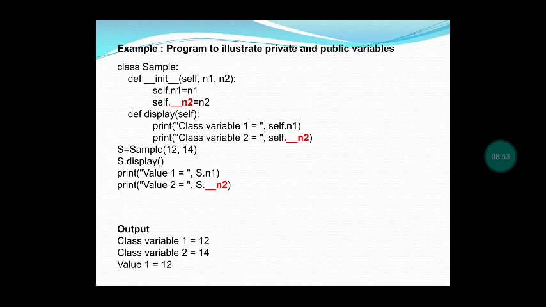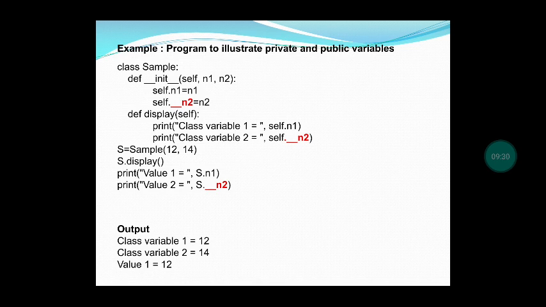And then we are displaying the information as class variable 1 and class variable 2, and we have created an object s equal to sample of 12, 14. So class variable 1 is 12 and class variable 2 is 14. After the class we have given print value 1 equal to s dot n1. See the last line of the program. Print value 2 equal to s dot double underscore n2.